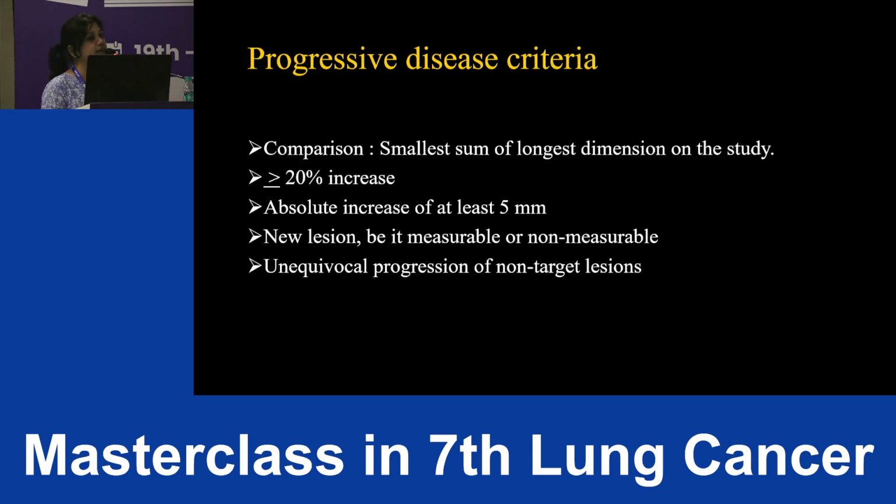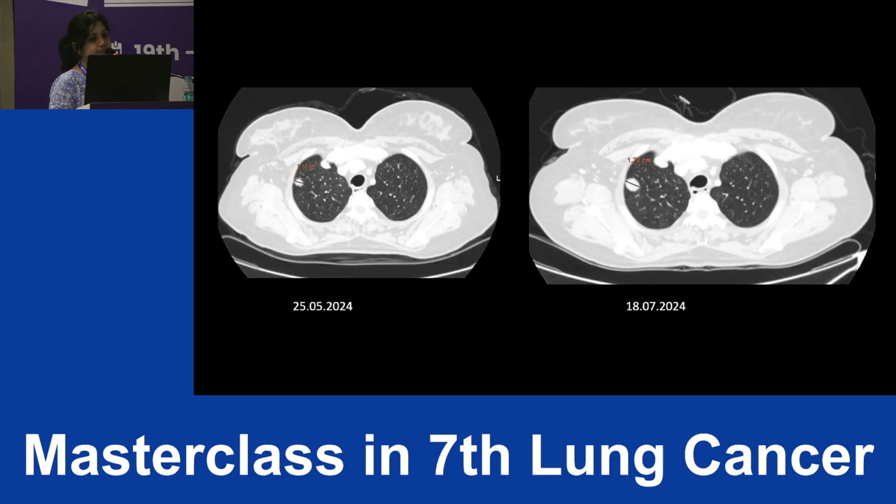So what is the criteria for progressive disease? For progressive disease, remember the comparison has to be made with the smallest sum of the longest dimension on the study. Now this smallest sum can be a baseline scan, or immediately prior scan, or any interim scan. So the criteria is more than or equal to 20% increase, with absolute increase of at least 5 millimeter, or a new lesion, be it measurable or non-measurable, or there is unequivocal progression of non-target lesions.